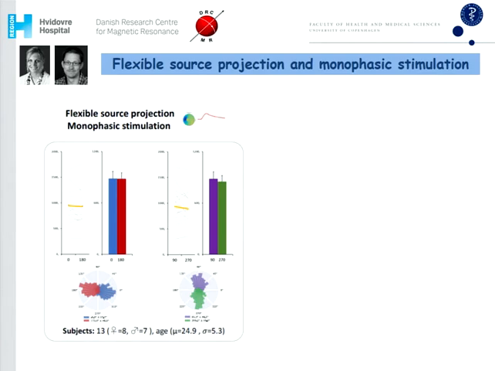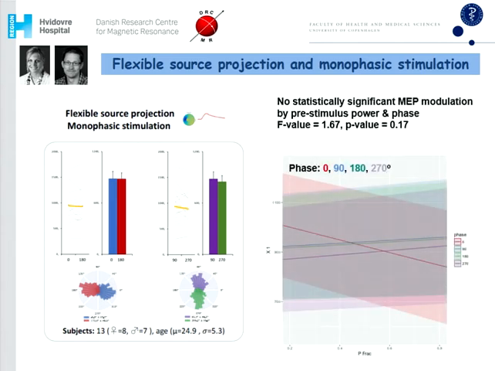Then we did another study, where we also used this flexible source projection, but now we used monophasic stimulation. And in that study, at the random effects level, just looking at the MEPs alone and not looking at the power, we didn't find anything again. So from that point of view, the conventional way of looking at it was negative, and we also didn't find an effect of the interaction. If any, we found exactly the opposite effect. So we don't know what this means, but it seems obviously critical whether you use a mono or biphasic pulse, and this has to be explored.